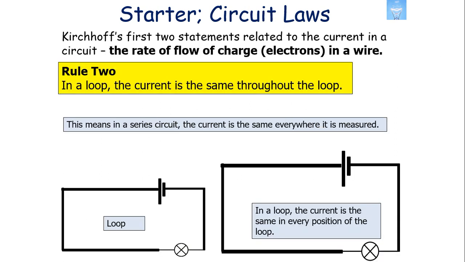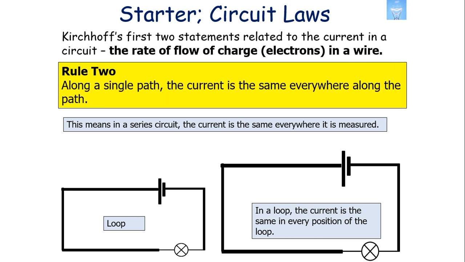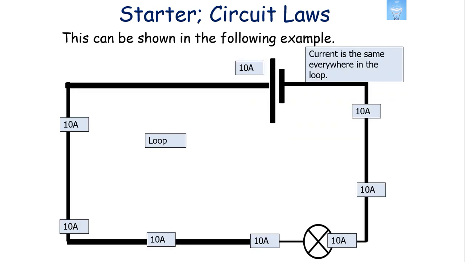Now the second law also relates to the rate of flow of charge in the wire. The second rule is that in a loop, the current is the same throughout the loop. So in a series circuit, the current is the same everywhere when it's measured. It doesn't matter where you place your ammeter in a series circuit, it should always read the same value for current. Along a single path, the current is the same everywhere along that path because a series circuit is just one single path. This can be shown in the following example. No matter where you place your ammeter in this loop, in this single path, it's always reading the same value for current.